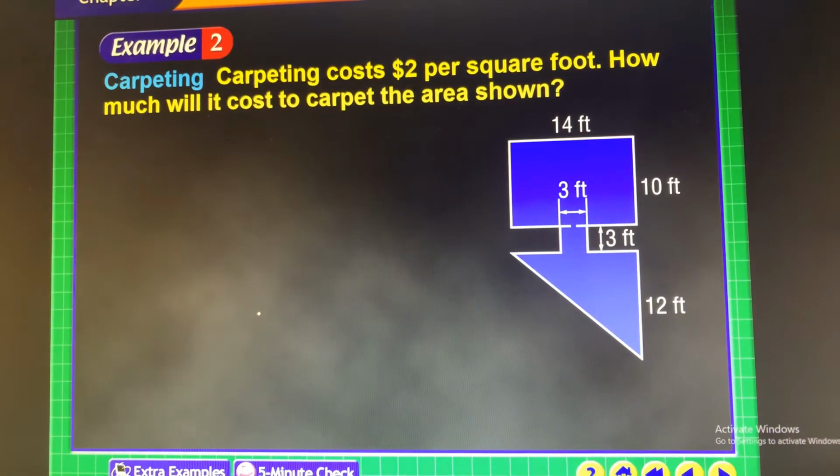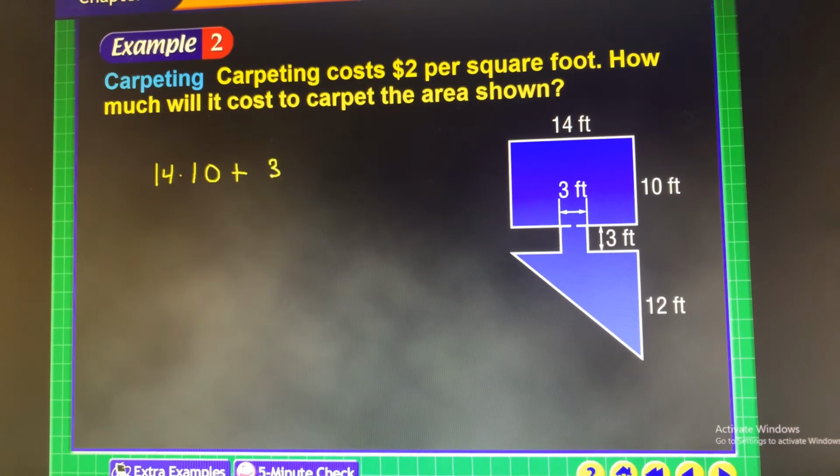Carpeting costs $2 per square foot. How much will it cost to carpet the area shown? I'm not sure what we're carpeting here. It's an interesting layout, but we are carpeting a rectangle, a square, and a triangle. So think about your rectangle is 14 by 10. Go ahead and pause and try and figure this out.